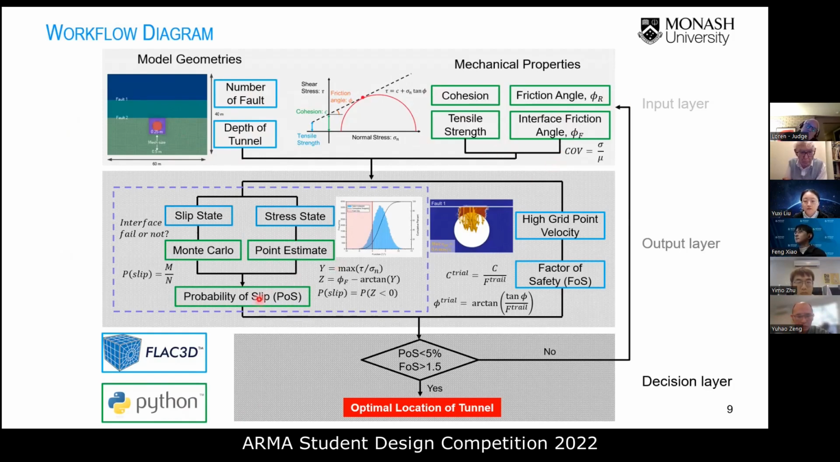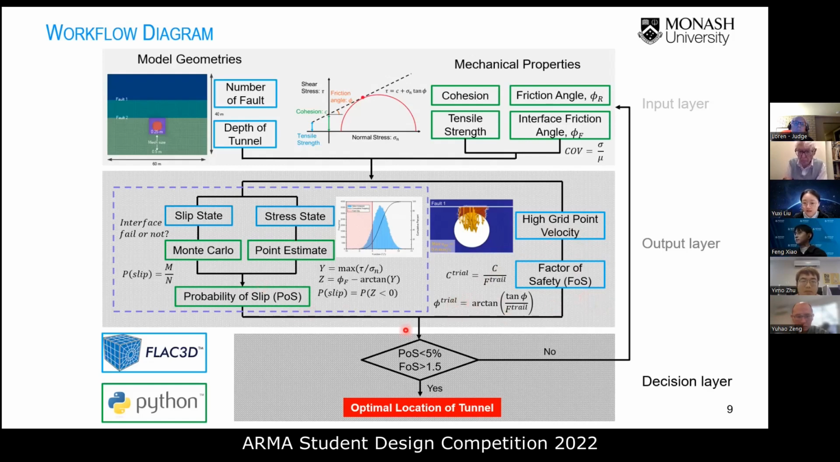Next, there are 2 stability indexes, probability of slip and the factor of safety. Based on the slip state and the stress state, the Monte-Carlo method and point estimate method are the 2 flexibly chosen methods for the POS values, while for the FOS, the high velocity of the grid point and the strength reduction method are the way to generate the FOS values.